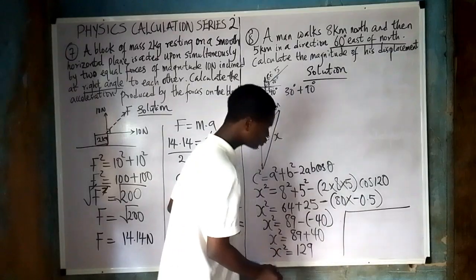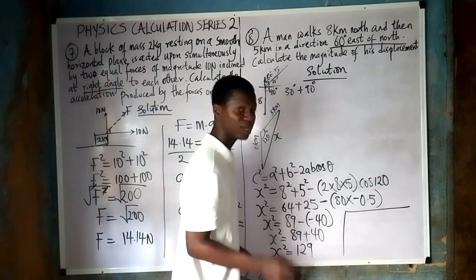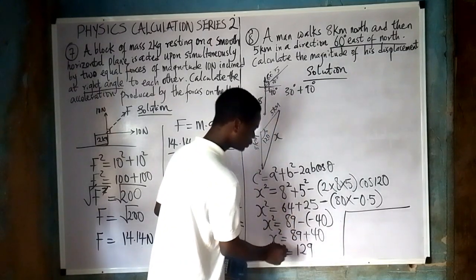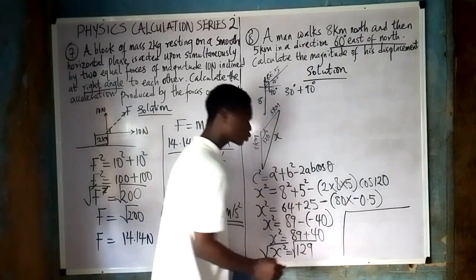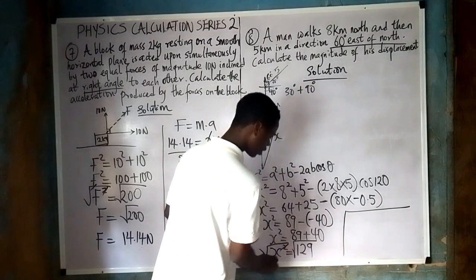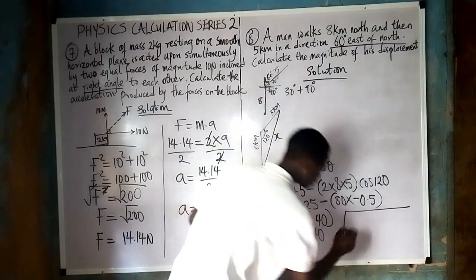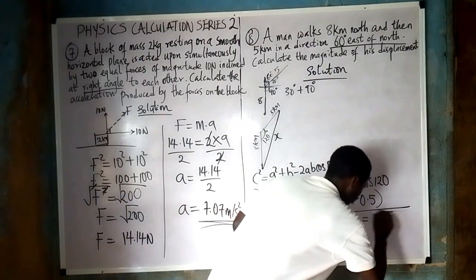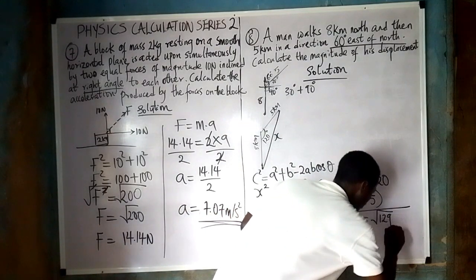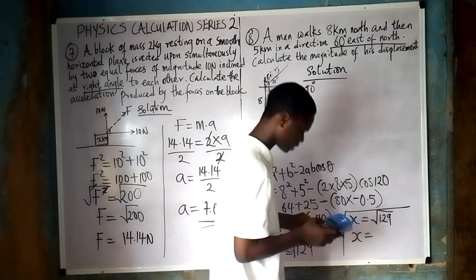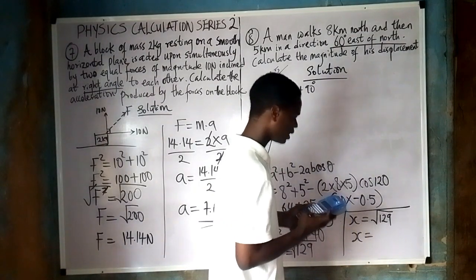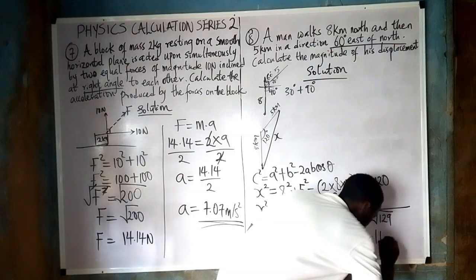How do you make x stand alone from here? Like I've taught, whenever it's carrying a square, you take the square root of both sides. This square will cancel this square root sign. So x will be left here. x will be equal to the root of 129. And x finally will be equal to, let's see what root 129 is. Root of 129 is 11.36.